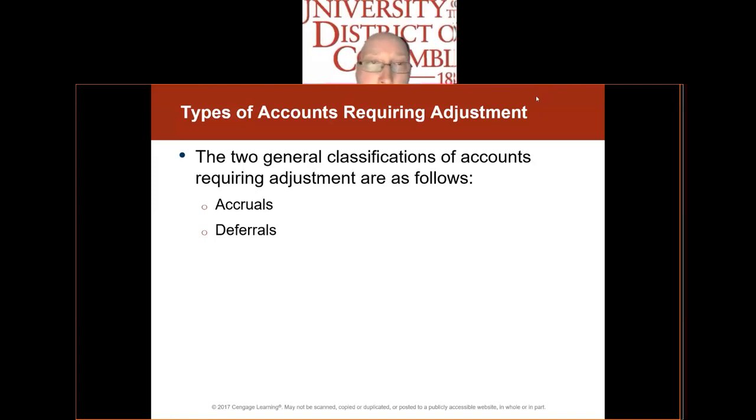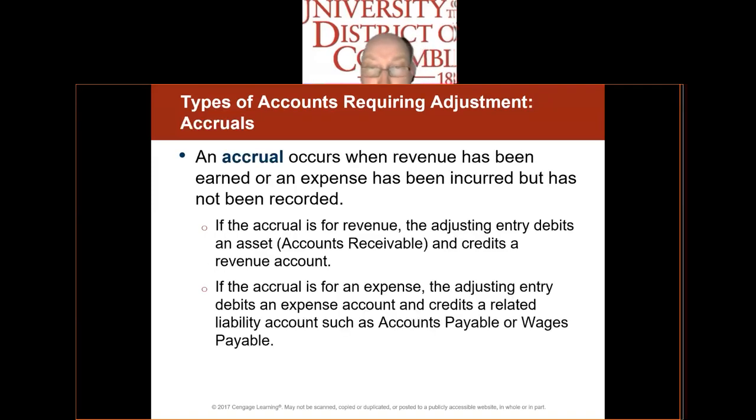So let's take a look at the types of accounts that usually require some type of adjusting entry. There's two general accounts that require adjustments: accruals and deferrals. Accruals, as you know, are the bills that we receive from the expenses that have already happened, or it's recognizing revenue when it happens, right? Through the prepaids, right? So let's dive a little bit deeper.